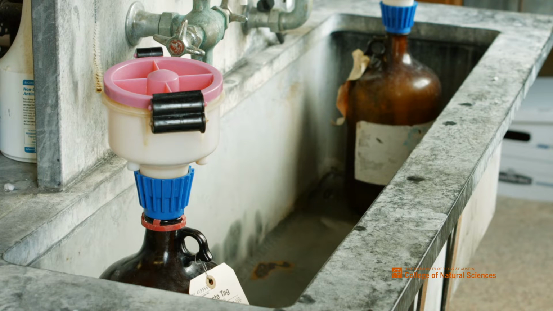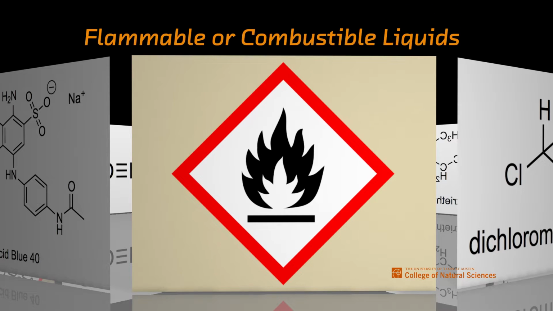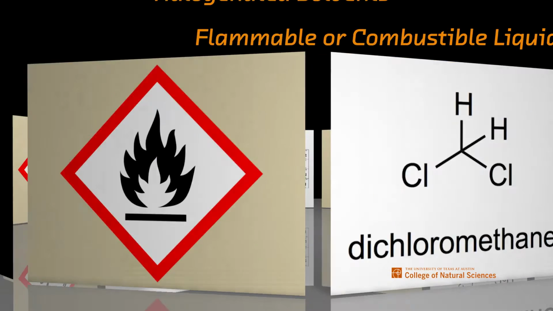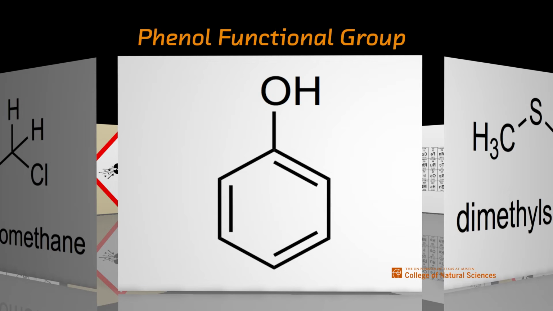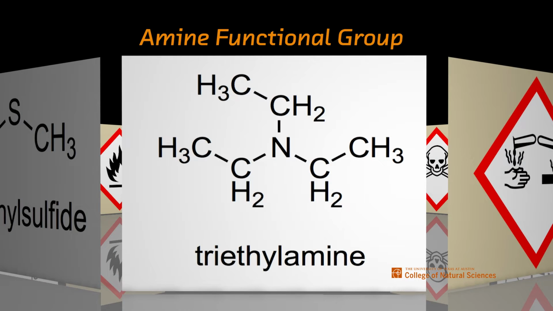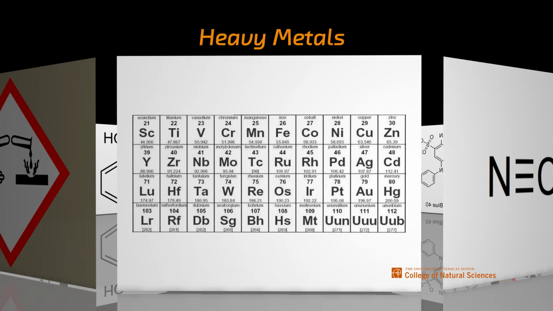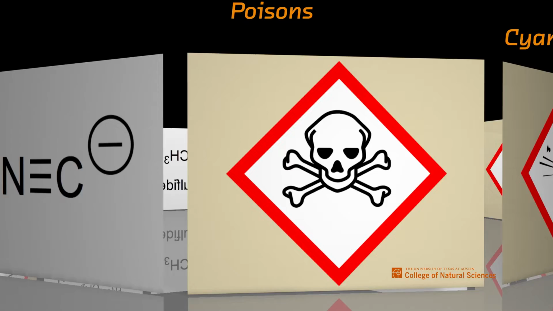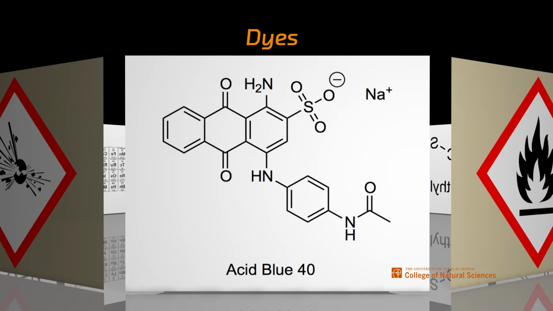Chemicals cannot be thrown away in a sink, trash can, or drain. A few examples of especially hazardous and toxic chemicals that must never go down the drain are flammable or combustible liquids, halogenated solvents, compounds containing phenols, sulfide or amine functional groups, corrosives, heavy metals, cyanide, poisons, explosives, and dyes.